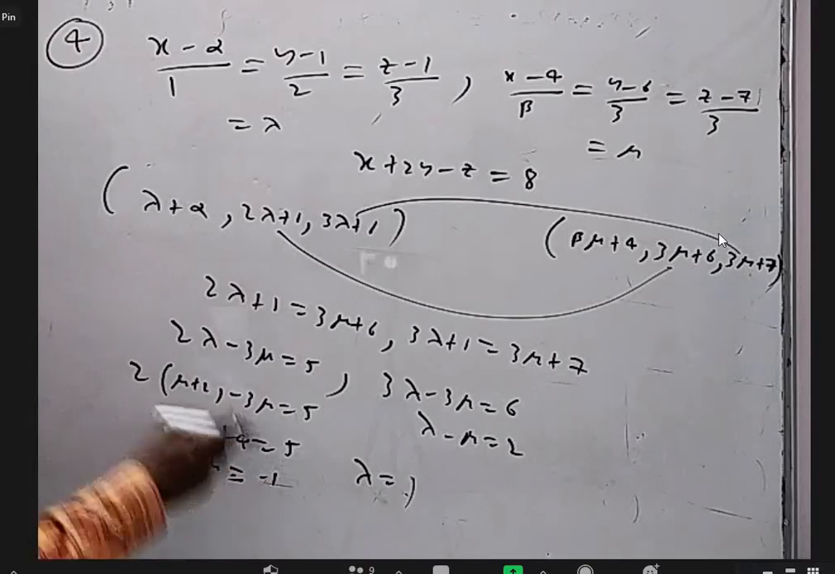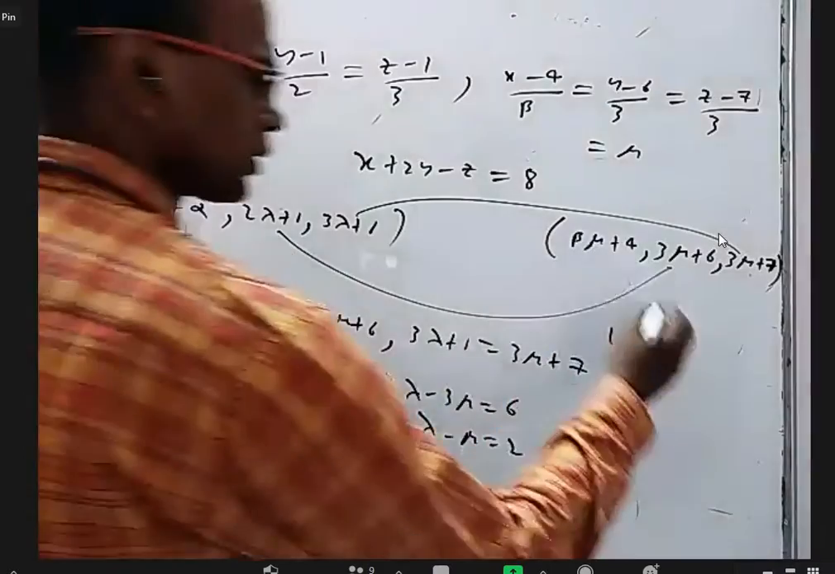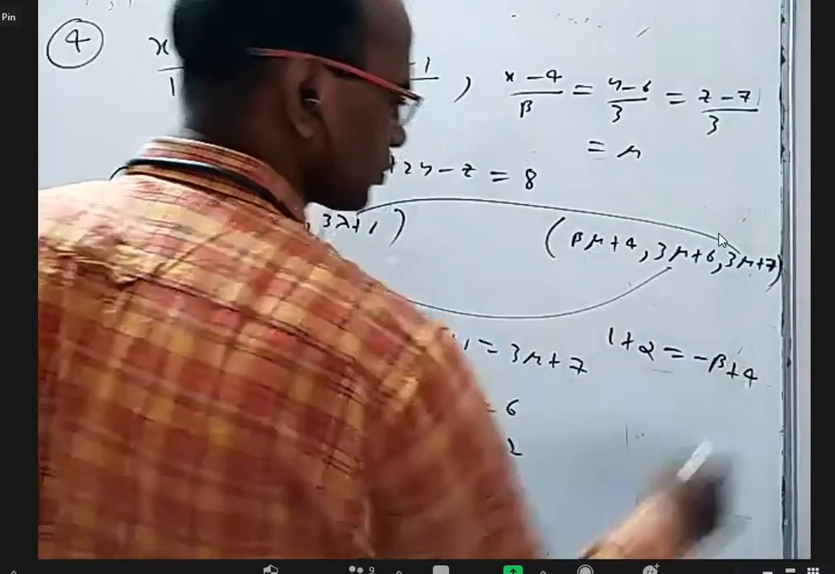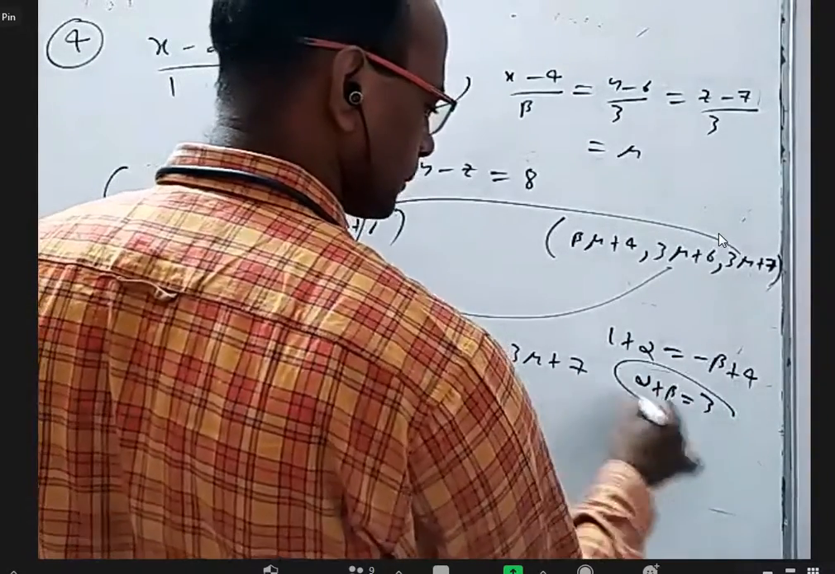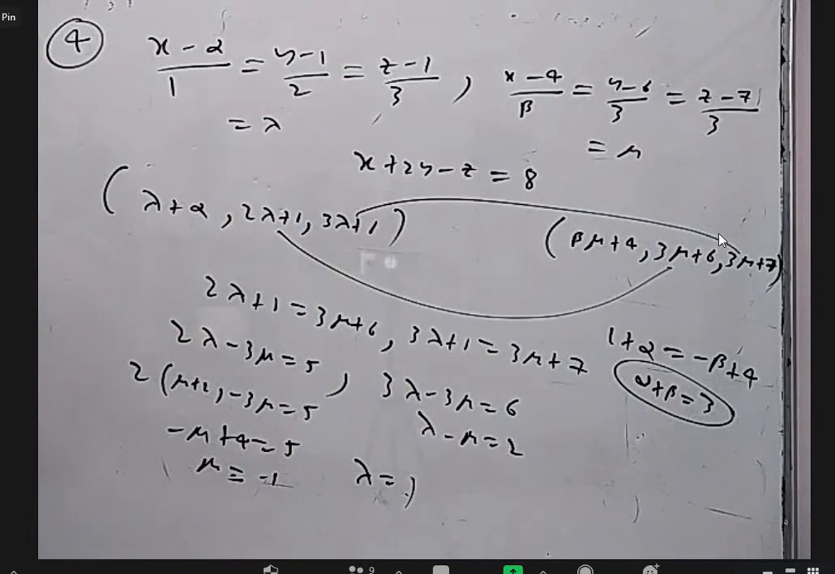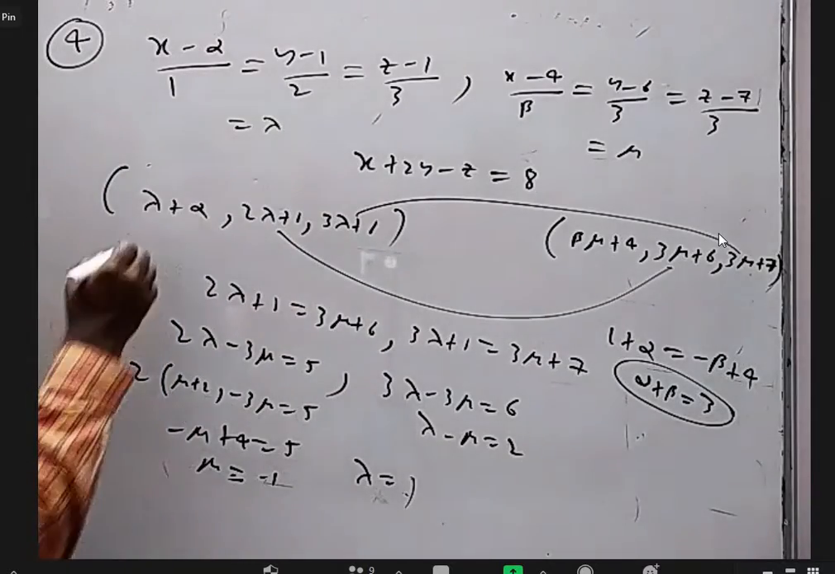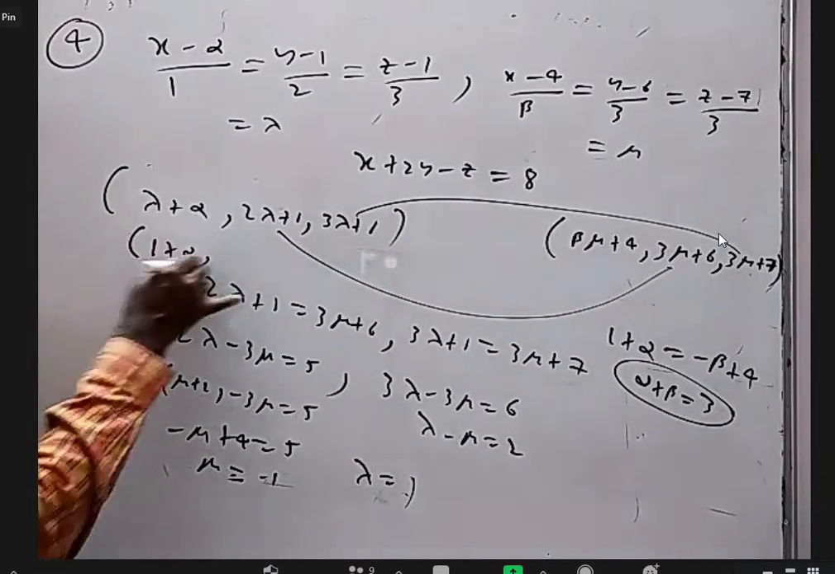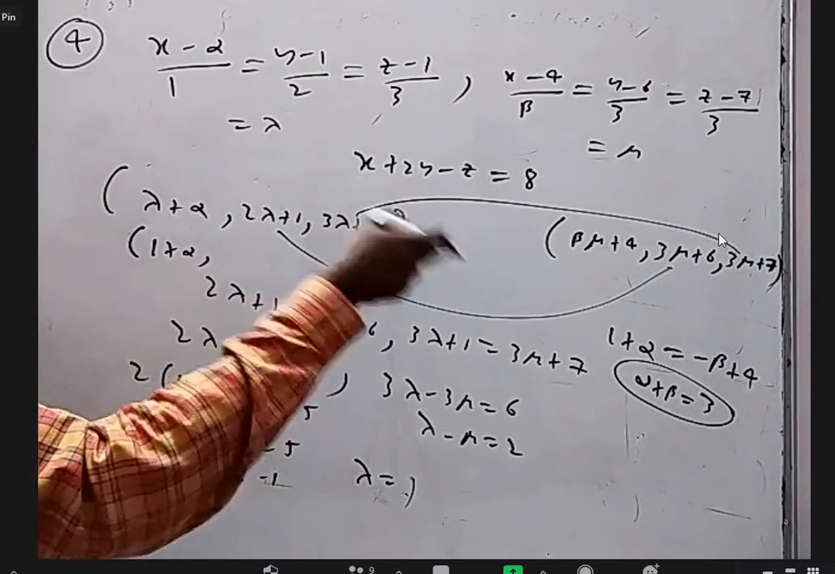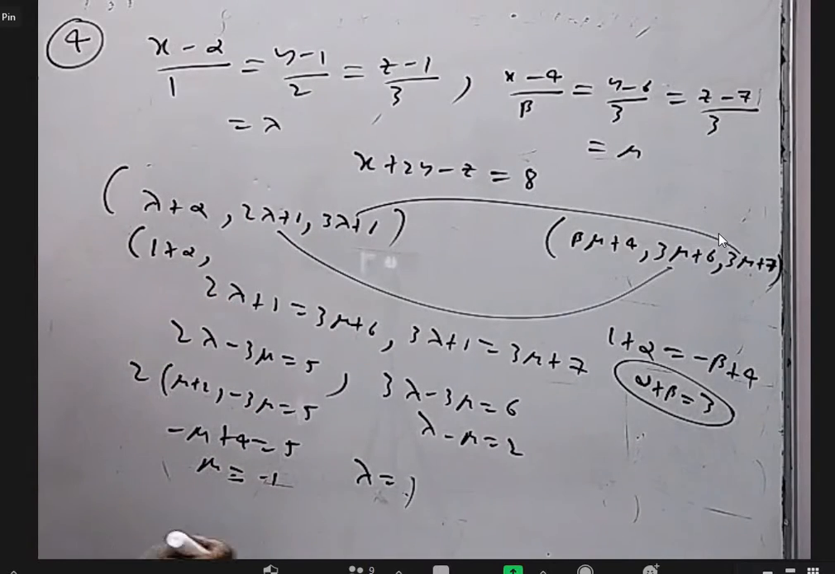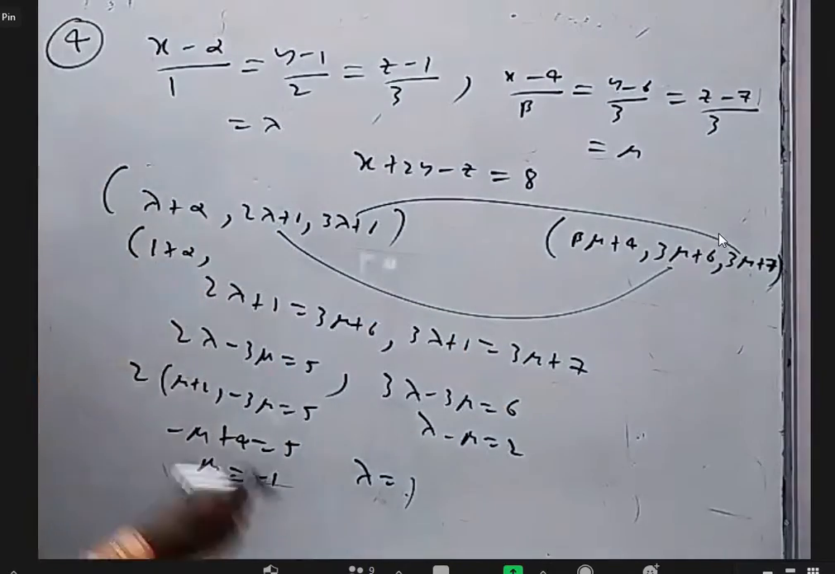Now if I put these two and equate it, what will come? Lambda is 1, so 1 plus alpha. Mu is minus 1, should be equal to minus beta plus 4. So I'll get alpha plus beta is equal to 3. That is not sufficient because they are asking alpha minus beta. So I have to substitute this point in the plane also. Anyway, if they are the same, they should just satisfy. What is this? This is 1 plus alpha.